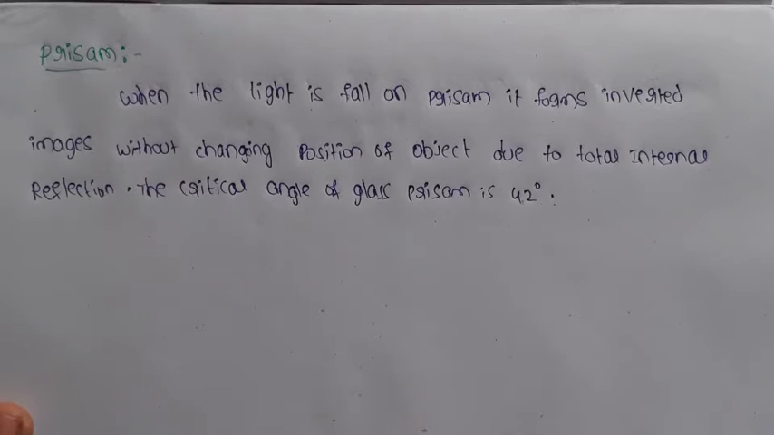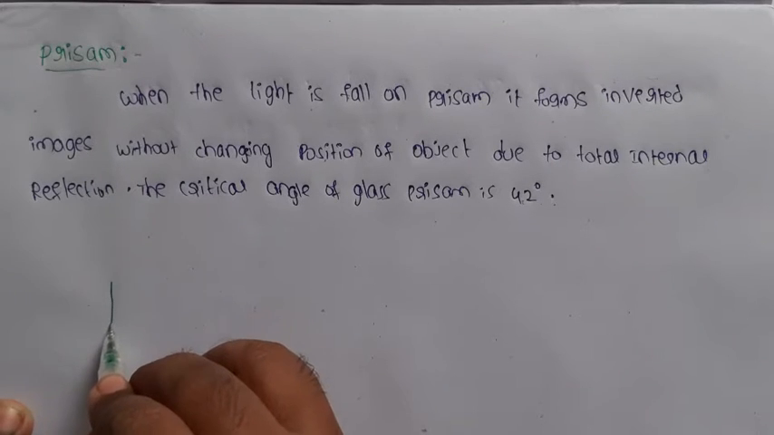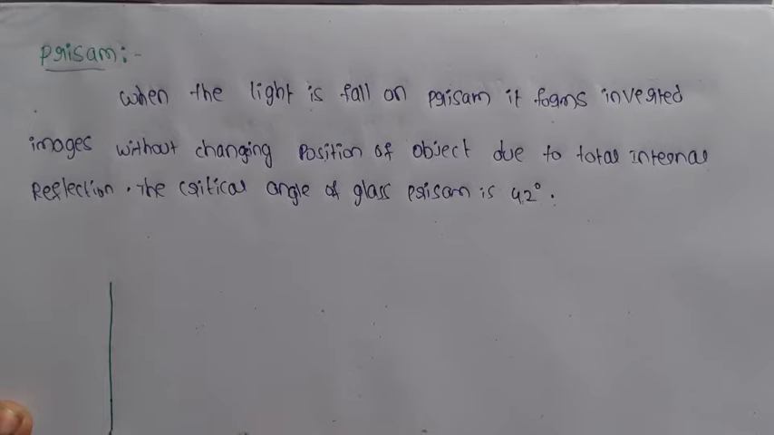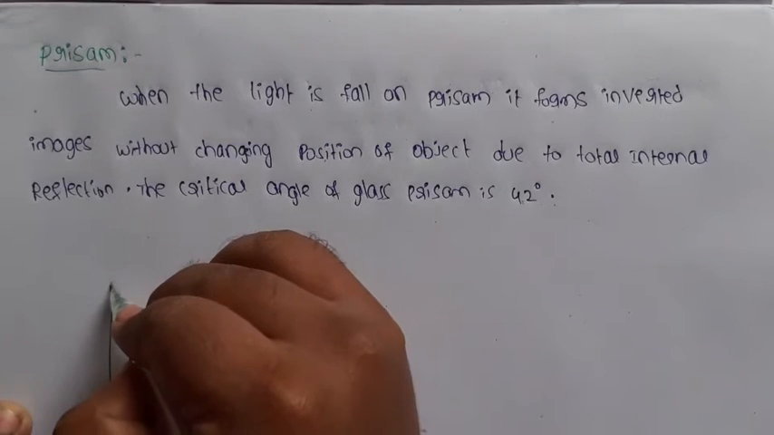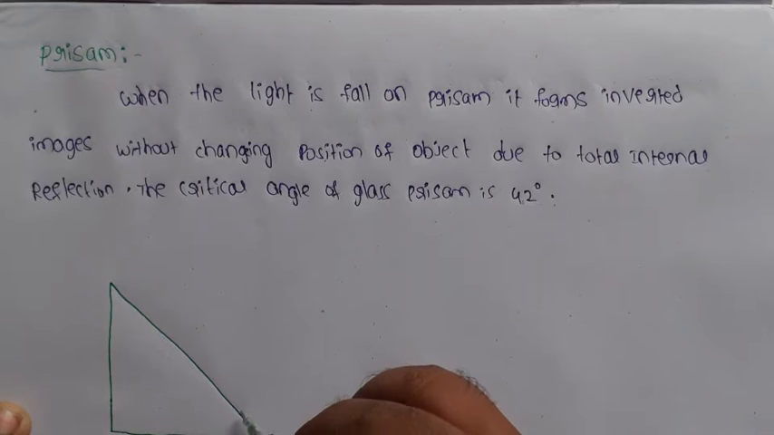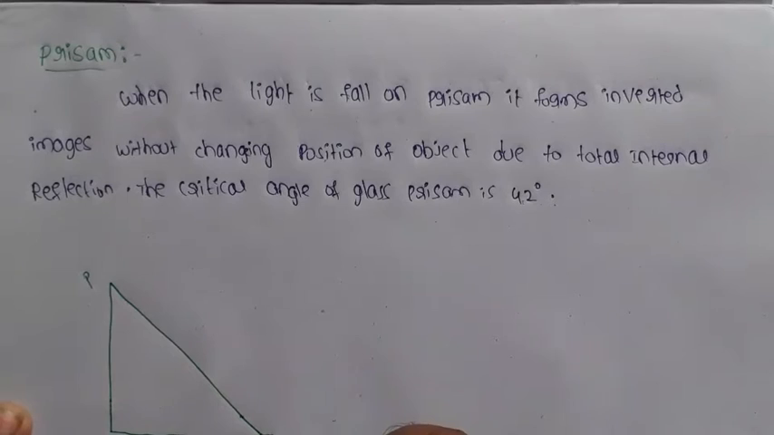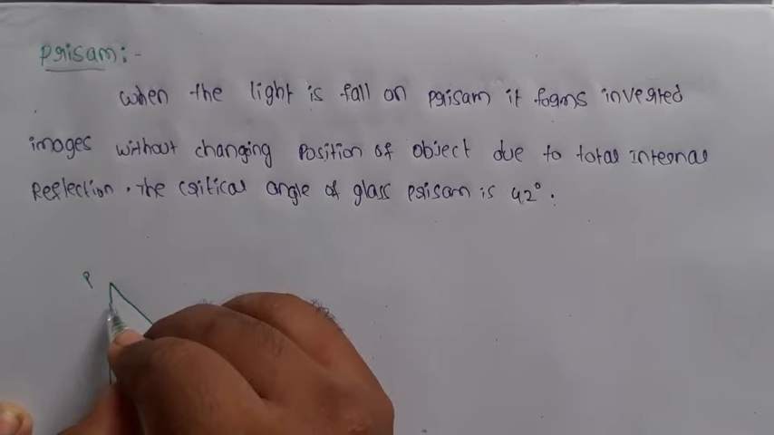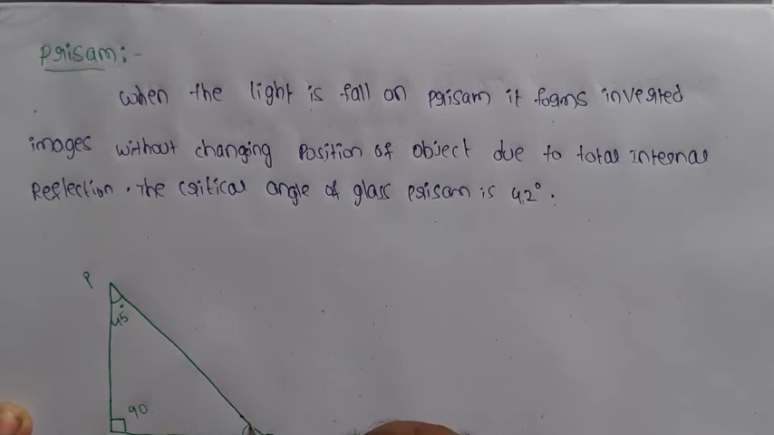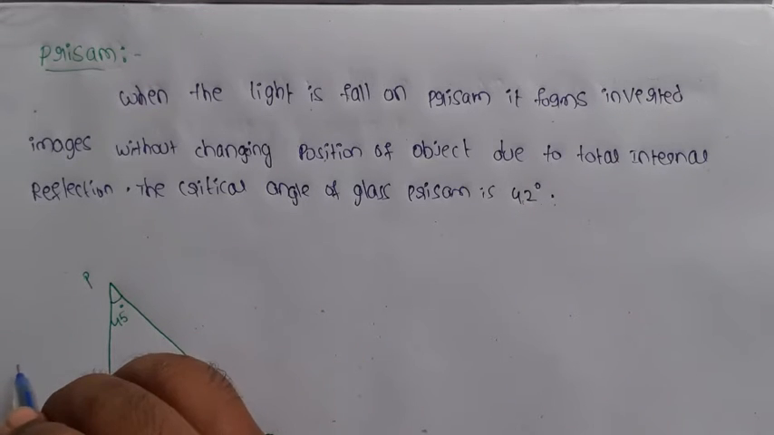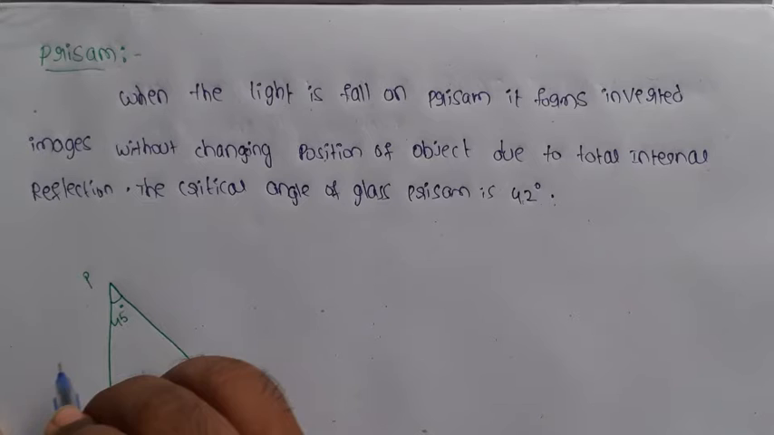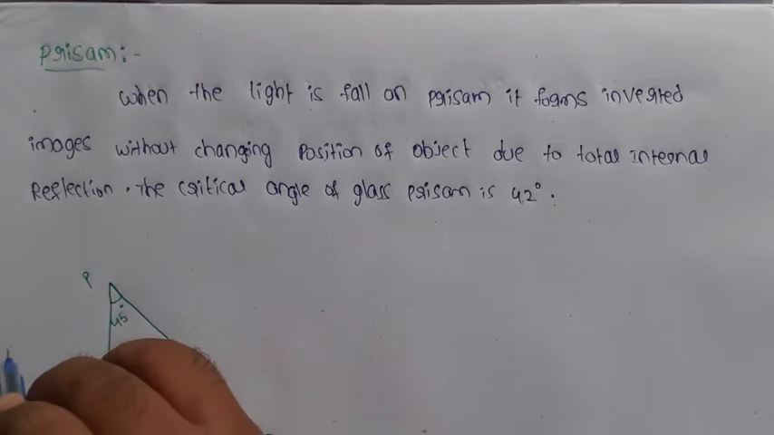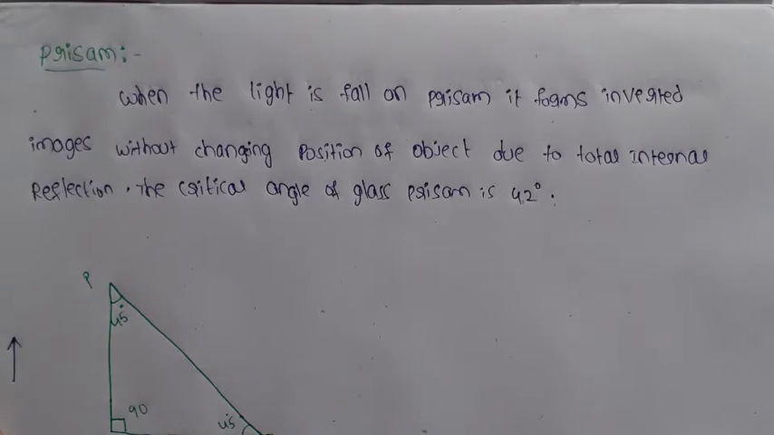For example, I am taking this kind of prism. The name of the prism is PQR. Here the angle is 90 degrees, here 45, here also 45. Suppose I am taking one object and placing it at the face PQ. This is the object AB.